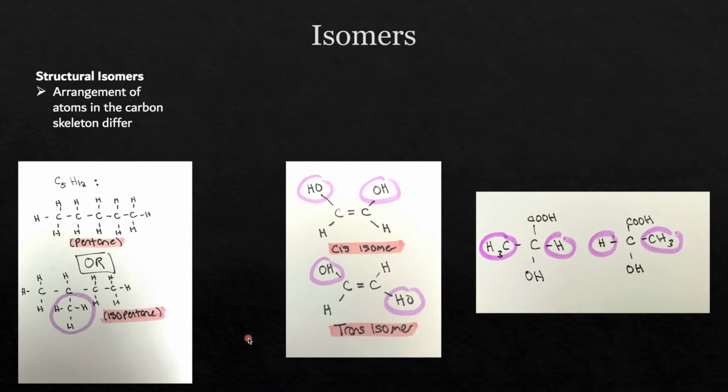Structural isomers have the same molecular formula, but the arrangement of the atoms in the carbon skeleton differ. For example, C5H12 can exist as a fully linear structure like pentane or with a branch like isopentane.